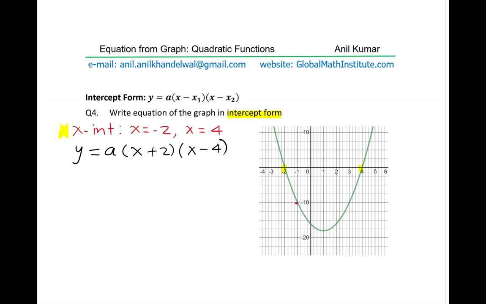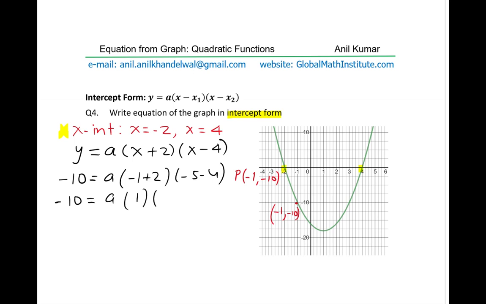This is good. So at x = -1, the point here is -10. So -1, -10 is the point which we are going to use. So we are going to use the point P, which is (-1, -10). Substituting -10 for y, we get -10 equals a times, x value is -1 plus 2, times -1 minus 4. That gives you -10 equals a times, that becomes +1, and this is -5.